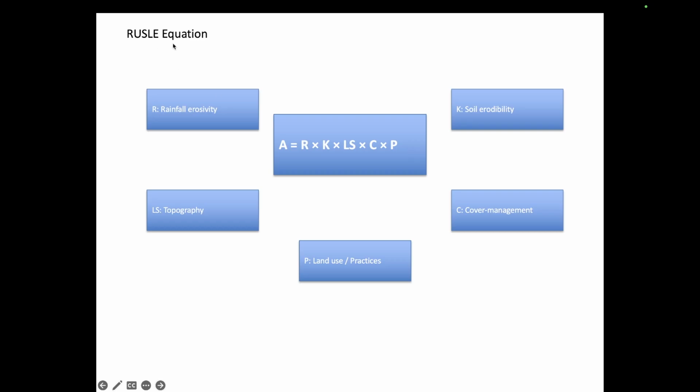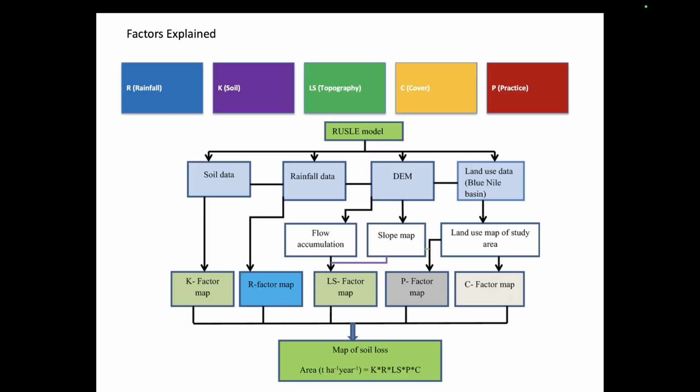In the RUSLE equation, this is the main equation. R is rainfall erosivity, K is soil erodibility, LS is topography, C is cover management, and P is the land use practice. We need to compute these factors and then simply multiply all of them together. Then we can easily get the soil loss estimation result and identify the area.